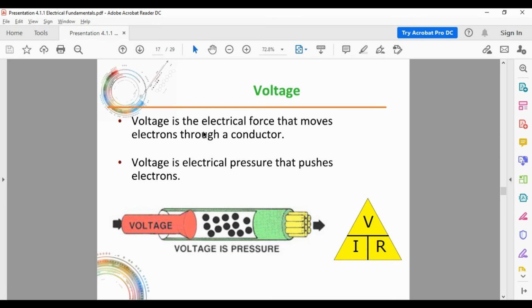Voltage is the electrical force that moves electrons through a conductor. Voltage is electrical pressure that pushes the electrons. So you can think of it in terms of pressure.